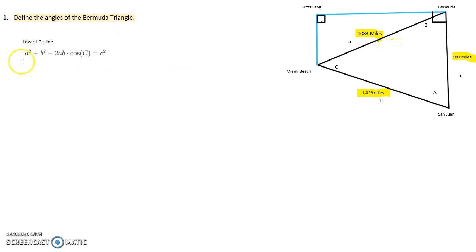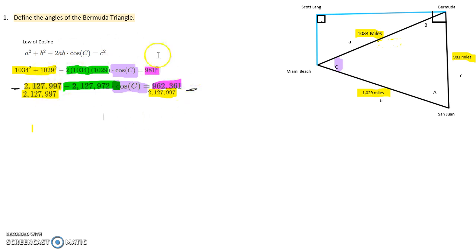As you see, we already have the equation of the law of cosines. The next step is to put all of the information given from the diagram into the equation. Now we need to solve for C. The first step is to simplify the equation. After we simplify, the next step is to subtract the yellow value from both sides, as you can see here, and then we get this.